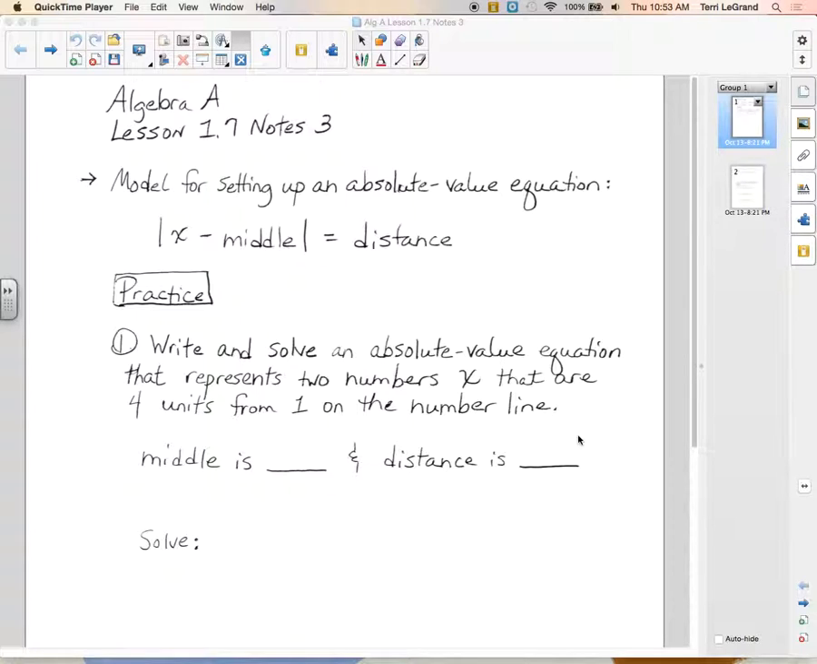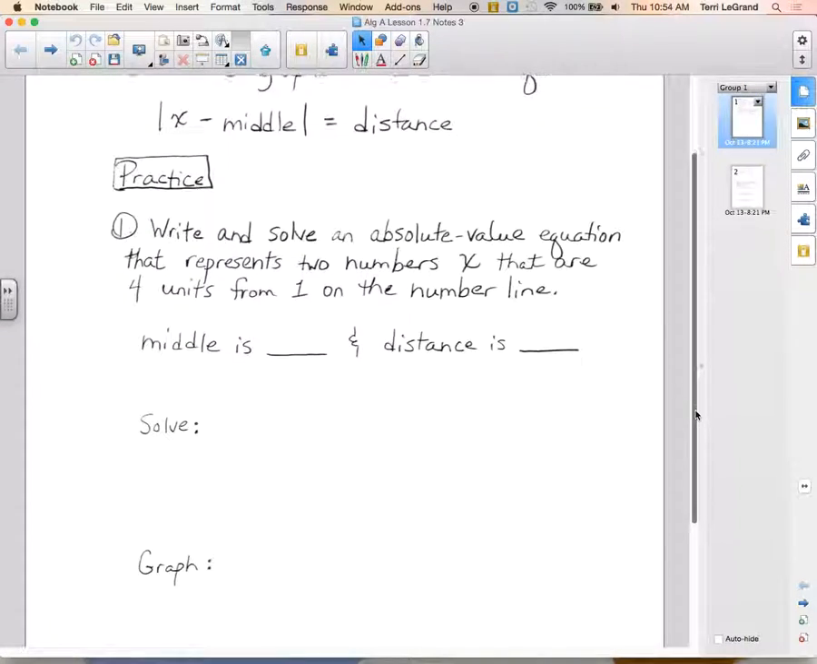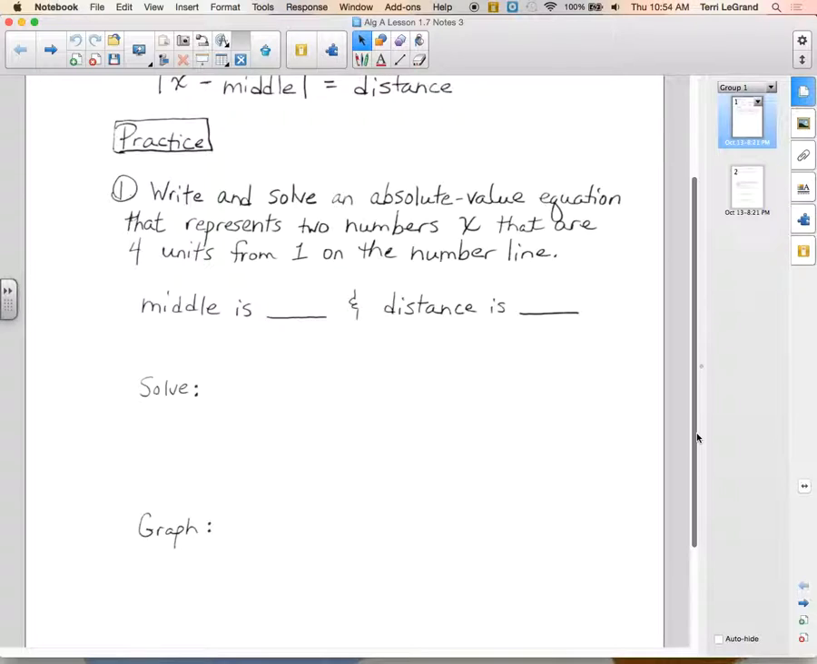Okay? Well, there's a nice model to use. If you use this model to help you set up absolute value equations, you should find yourself being successful. And notice what it is. It says, in absolute value bars, take the variable and subtract from it the middle value, in other words, what you want it to be, and then set that equal to the distance that expression can represent. Okay? So that's just a model that we're going to use. So let's start practicing and just using it.